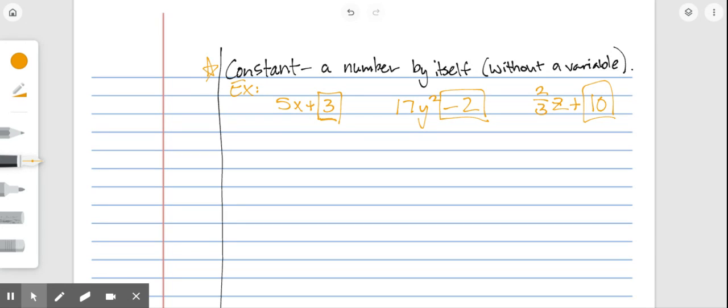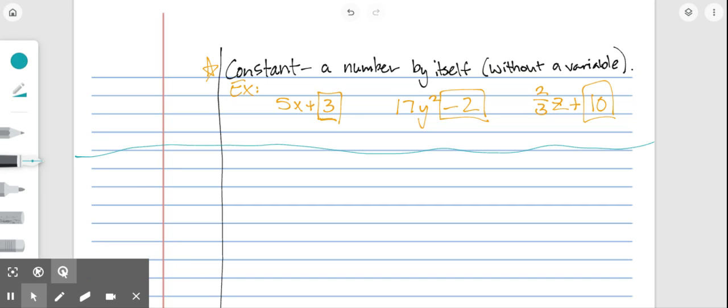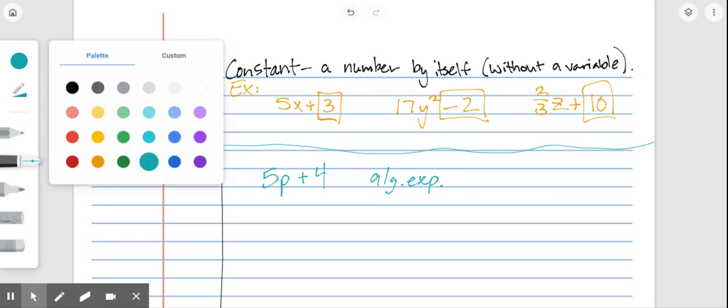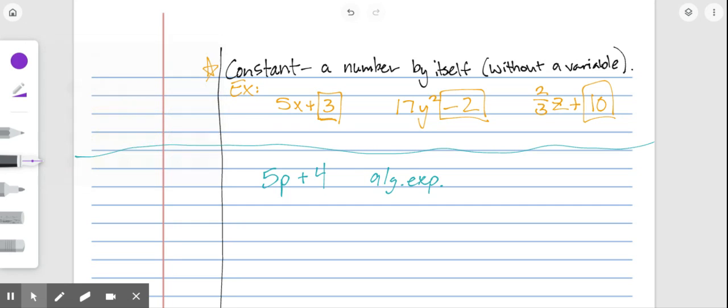Okay? So now what we're going to do is I'm going to put them all together, and we're going to break it down into the pieces. So we'll start with 5p plus 4. Okay? In 5p plus 4, we have an algebraic expression. So this whole thing is an algebraic expression. Now, what are the terms in 5p plus 4? So the terms are this piece and this piece. These are each terms. So if I wrote terms, I would say 5p and 4.